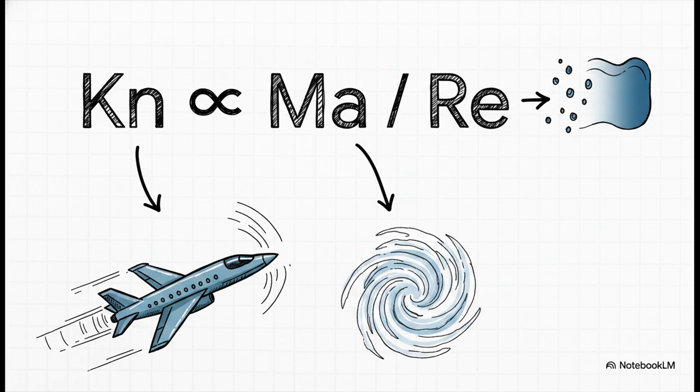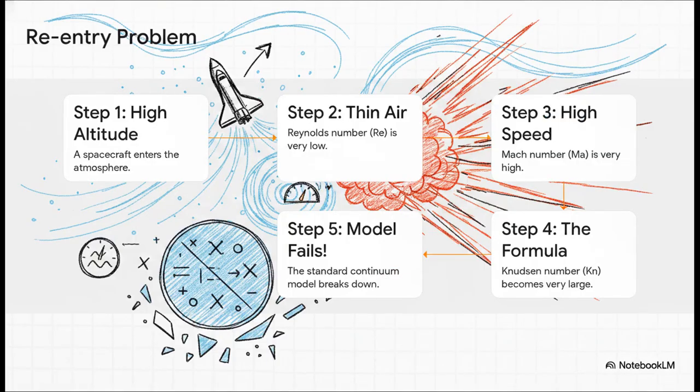Now, what's really fascinating here is that the Knudsen number doesn't live in a vacuum. It's actually connected to two other really famous numbers in fluid mechanics, the Mach number, which has to do with speed, and the Reynolds number, which has to do with turbulence. This little relationship is a powerful bridge that connects the microscopic world of molecules to huge things like high-speed flight. It's pretty cool. And this connection has massive consequences.